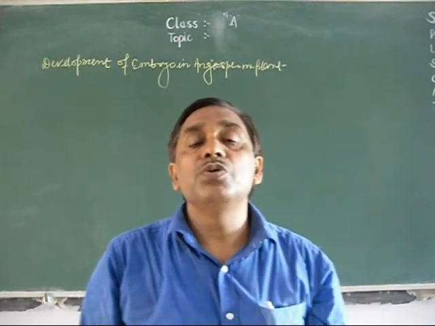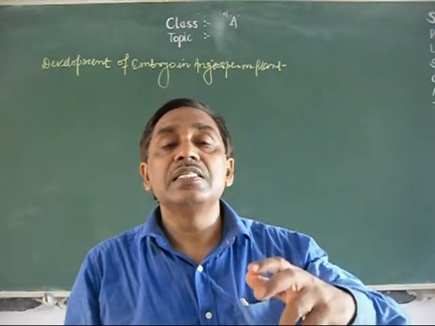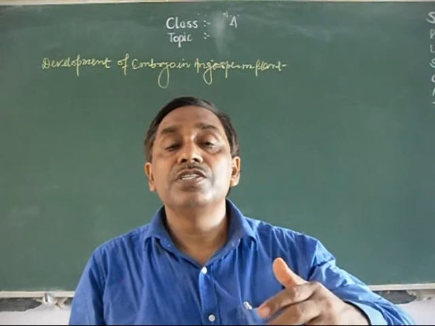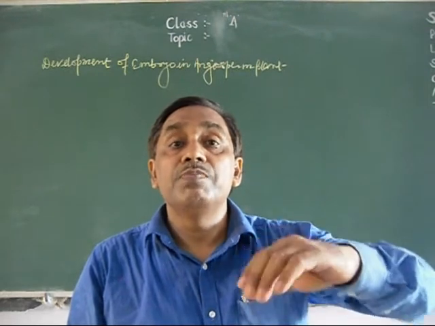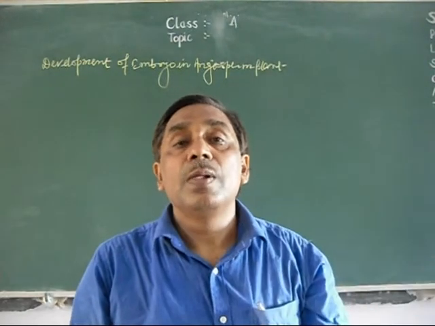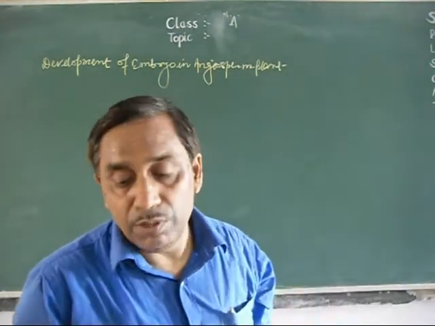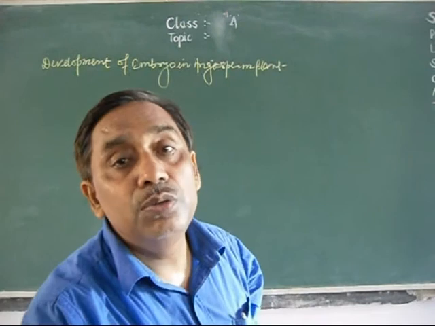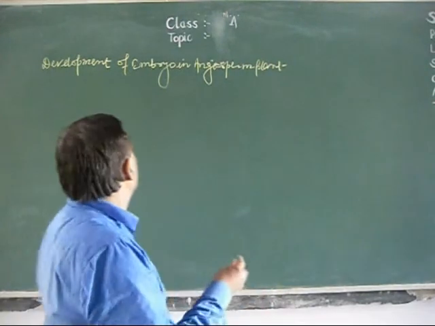So how this embryo develops? Zygote increase in size, undergo cleavage, form proembryo, then it form globular embryo. After that, it form heart-like embryo, then mature embryo develops. So let us see how this development of embryo occurs.